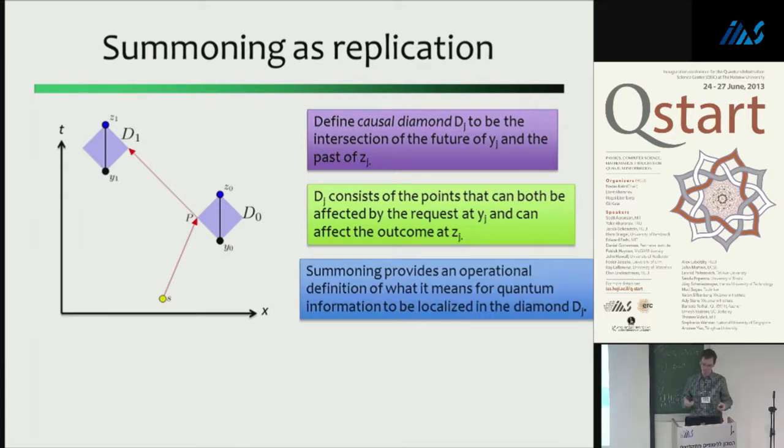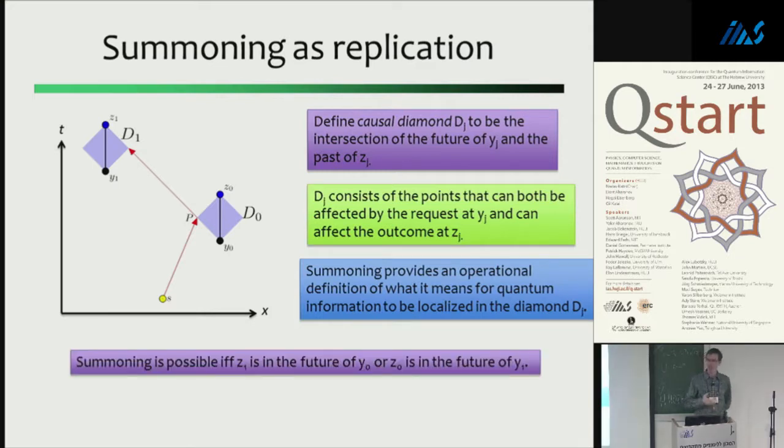We can define what it means for the information to be localized to this causal diamond by saying that we can succeed at the summoning task. If we can succeed at the summoning task, that means that the quantum information, say for Y0, has to be in some location that can be reached from Y0, and it has to be distributed in such a way that it can also affect whether or not it is ultimately localized at Z0. So this game is exactly the game we need to give an operational definition of how quantum information can be localized to a diamond in space-time.